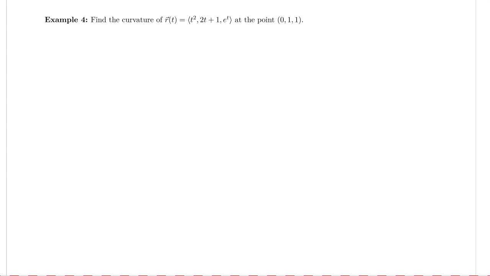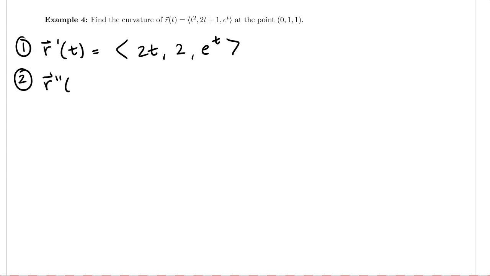Example 4 says find the curvature of r of t equals t squared, comma 2t plus 1, comma e to the t at the point 0, 1, 1. Let's start off by finding our r prime of t. We have 2t, 2, and e to the t. Then I am going to find r double prime. That's going to be 2, 0, e to the t. And now that we've taken both derivatives, we can plug in our specific value of t.